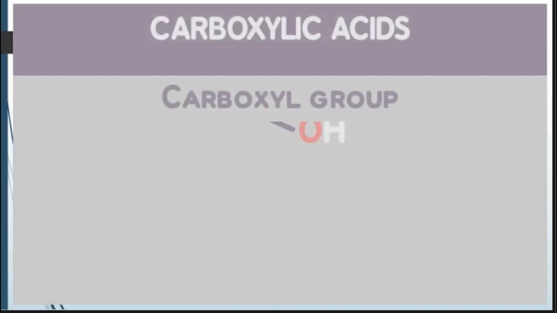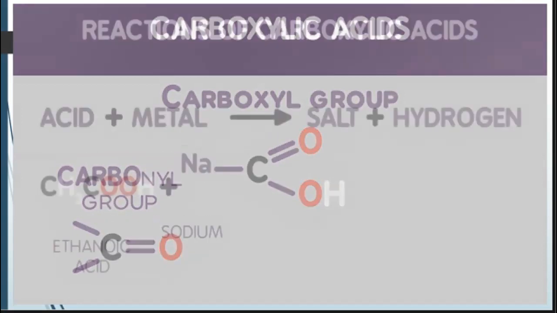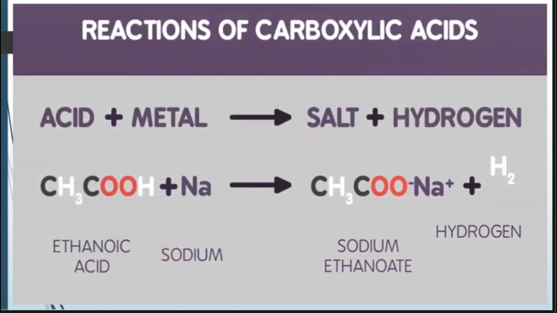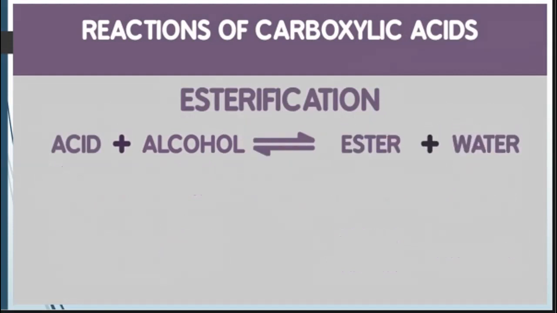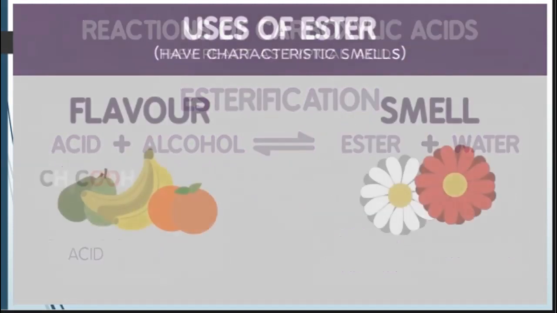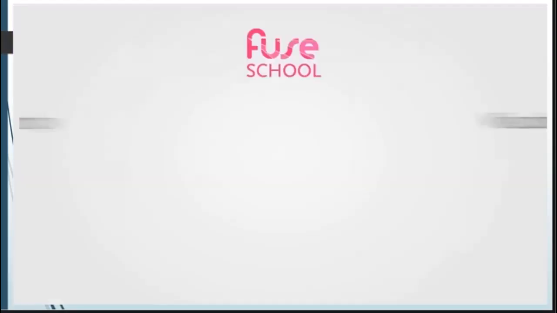So, to recap, carboxylic acids contain the carboxyl group. They show the typical reactions of acids. With alcohols, they undergo esterification to produce esters. And esters are used in the catering and cosmetic industries.